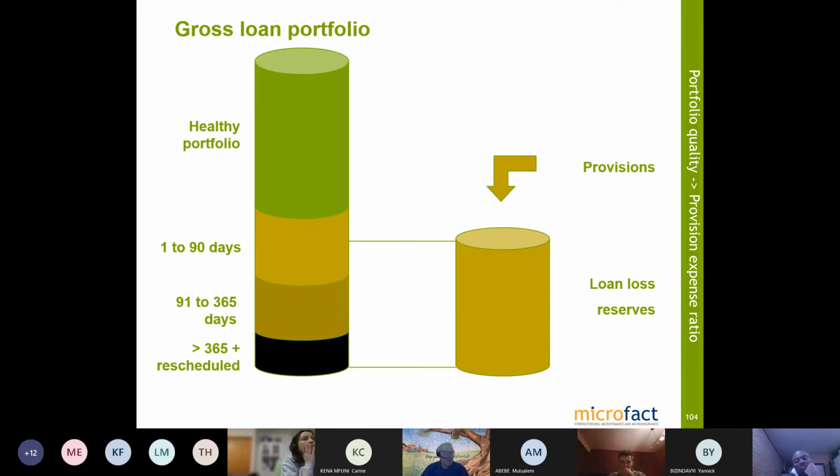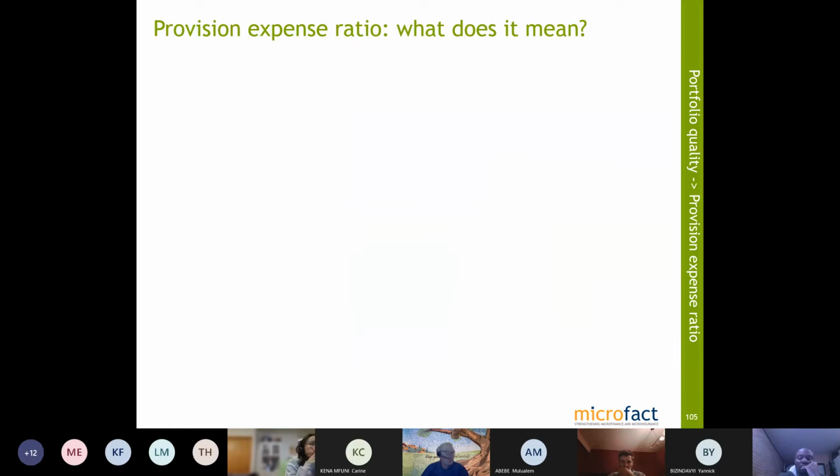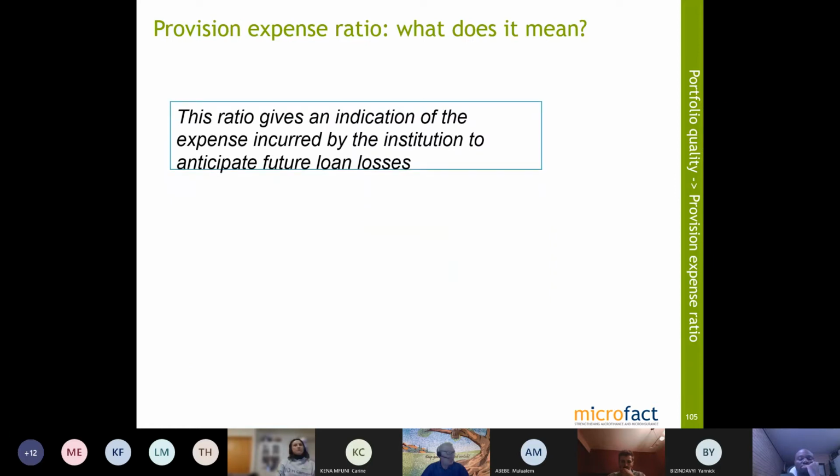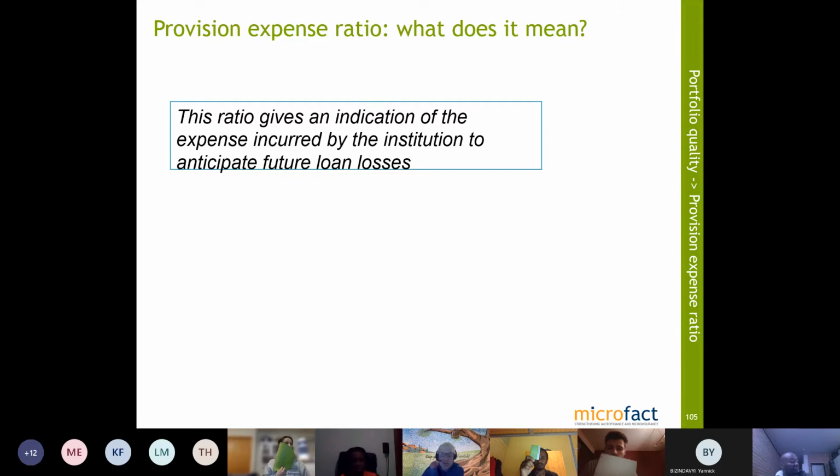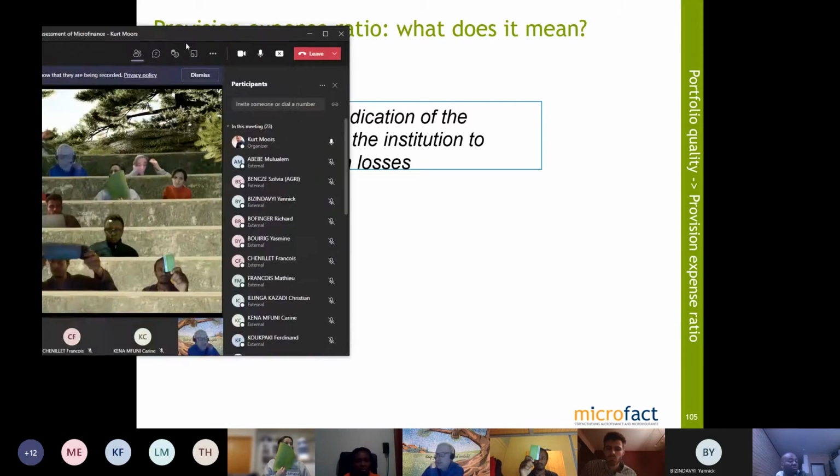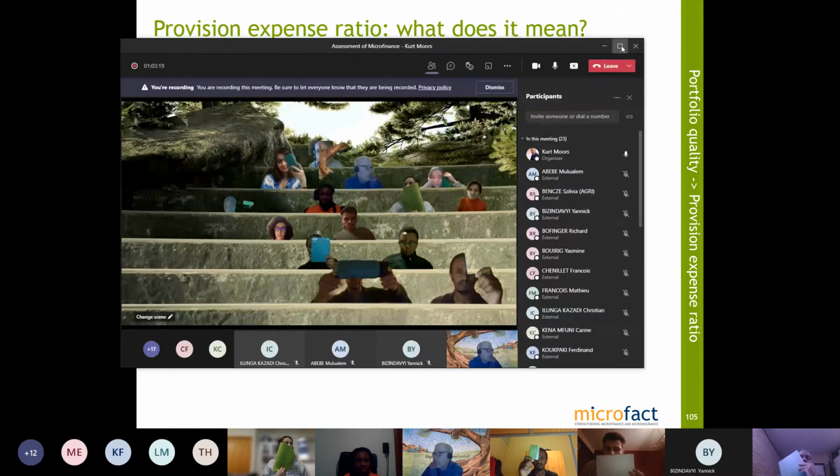So we were talking about these provisions. Can you show your colors? This ratio gives an indication of the expense incurred by the institution to anticipate future loan losses. I see a few people already showing the colors. I see here the colors are popping up.